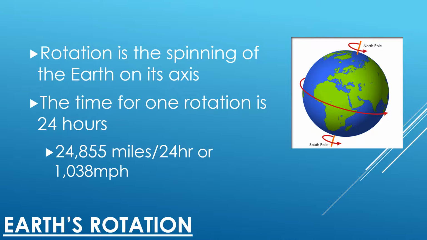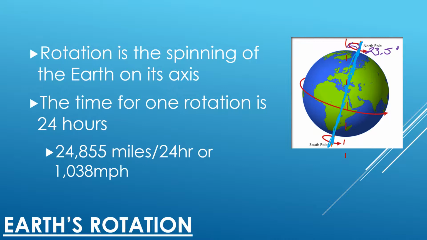So, rotation is the spinning of the Earth on its axis. Right here we have the axis of the Earth. A nice straight line, if I can ever draw a straight line, right through the Earth. And you'll notice it's not completely up and down. You would expect that the axis would be a perfect little line, but it's not. As a matter of fact, the Earth's axis, we're going to discuss this quite a lot, is tilted by about 23.5 degrees.